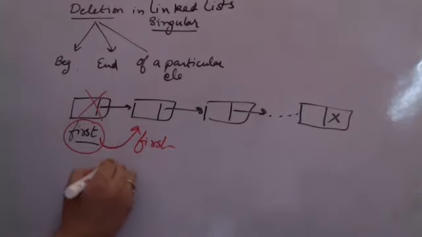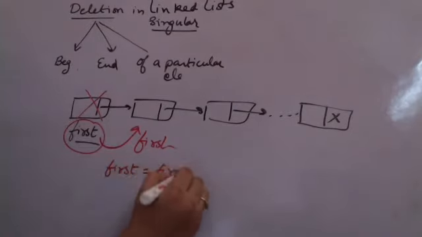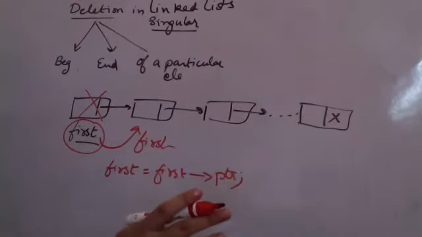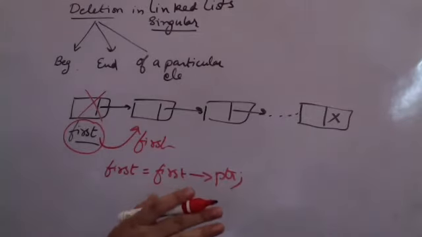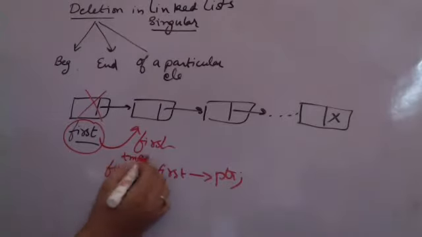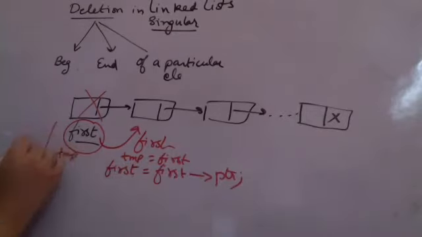Simple. That means first should be equal to first pointer. I'll write the entire program, don't worry, I'm just making you understand the concept. So first is equal to first pointer, and sorry, I need to store the location. So temp is equal to first, so that temp and first are both pointing to this location. First moves, temp is still pointing to this location. So first has moved to the first pointer.